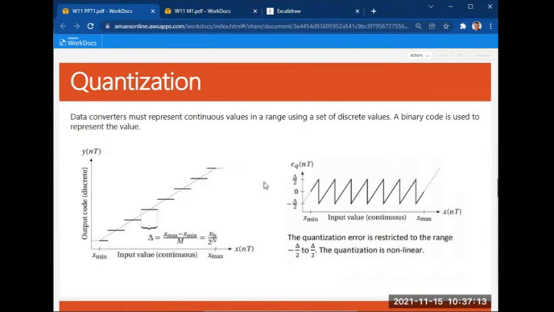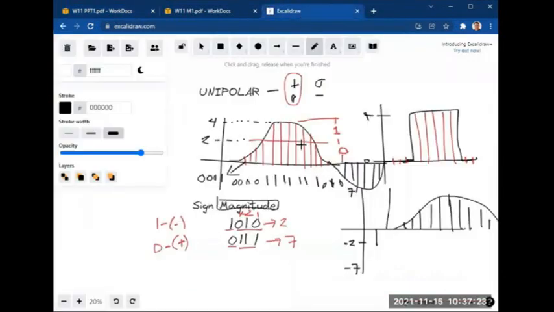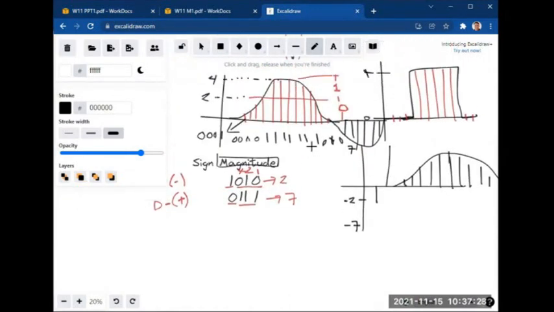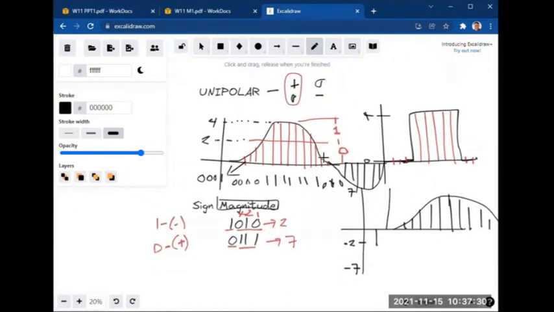So the data converters must represent continuous values in a range using a set of discrete values. So a binary code is used to represent the value. But this time we are talking about analog to digital, just like this one. Unipolar is also using quantization, but again, it only has two values. So this is quantization using two values only. Okay, so that's the problem with unipolar.